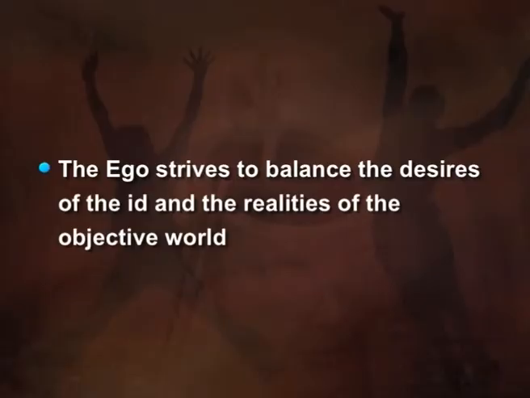The ego strives to balance the desires of the id and the realities of the objective world. The ego is the part of the personality that is rational and reasonable. The ego operates on reality principle, in which instinctual energy is restrained in order to maintain the safety of the individual and help the person to conform to the norms of the society. The ego directs behavior towards maximal satisfaction of the individual's urges consistent with the knowledge of the social and physical reality.